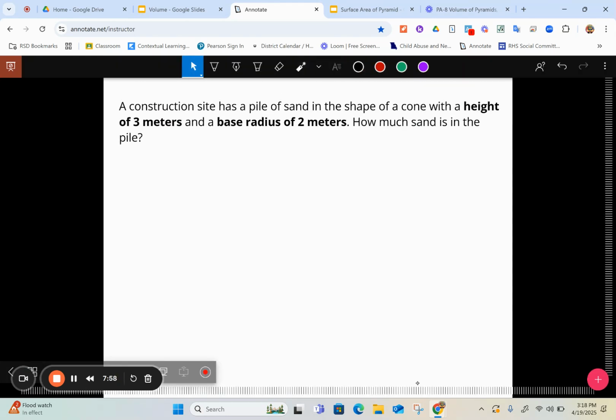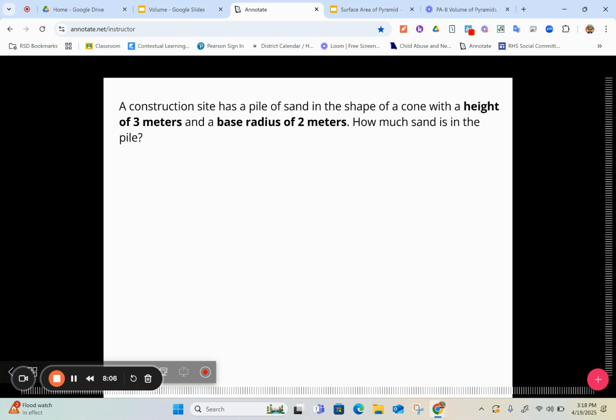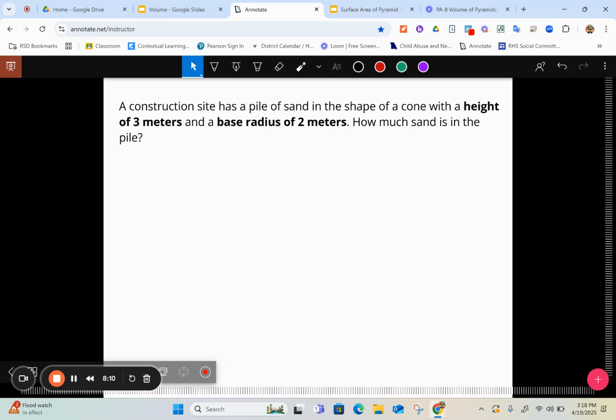Did I give you another one? A construction site has a pile of sand in the shape of a cone with a height of 3 meters and a base radius of 2 meters. How much sand is in the pile? This is a volume problem. How much sand is in it? This would be a volume problem.